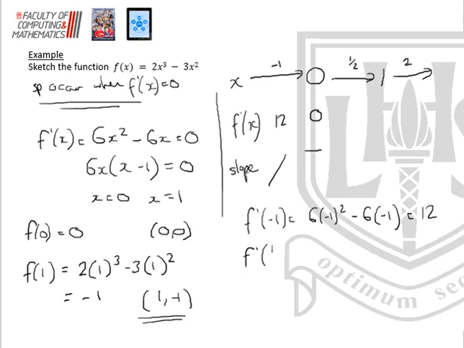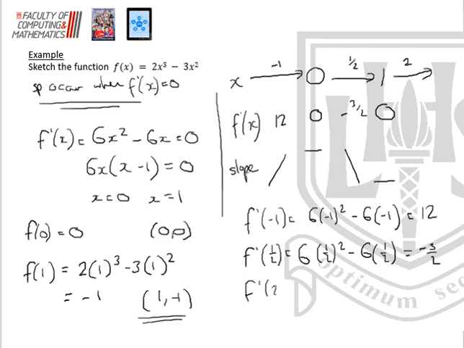F dash a half is 6 times a half squared minus 6 times a half. So that's 6 quarters or 3 halves, take away 6 halves, so it's negative 3 over 2. So negative 3 over 2 means it's negative and it's going down the way. That's a stationary point, so it's 0, so it's along.